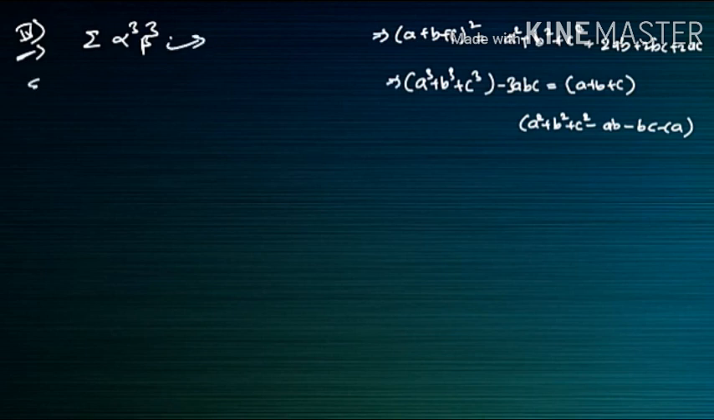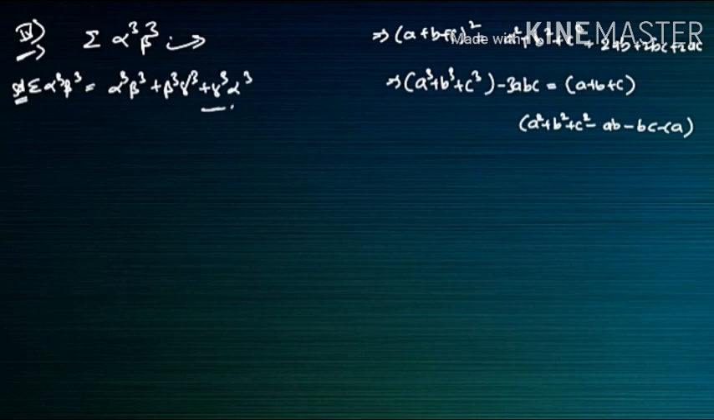Now first we'll take the solution here. The given question is alpha cube beta cube plus beta cube gamma cube plus gamma cube alpha cube will come. So this is the question, what we have to find here, we have to evaluate this one.